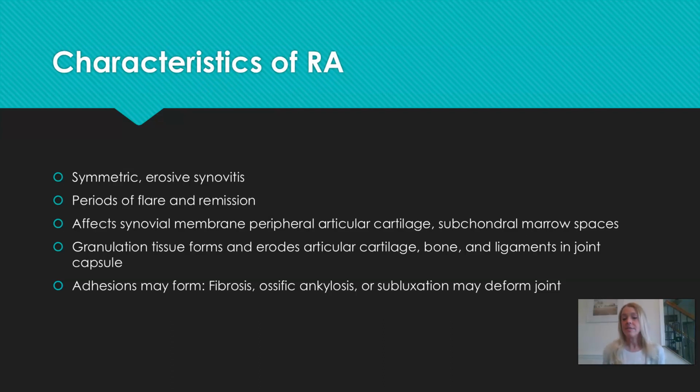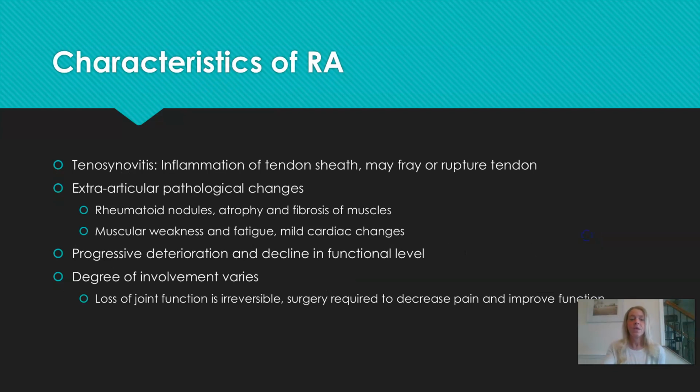Adhesions may form. We tend to see fibrosis form a little bit more often with rheumatoid arthritis. Ossific ankylosis, that's when the joints start to fuse together on their own, and we may see some subluxation of joints, which, remember, was a partial dislocation. We do tend to see tenosynovitis, again more commonly with rheumatoid arthritis, and that's the inflammation of a tendon sheath, which may cause a potential rupture of that tendon. The tendon can start to fray because of that inflammation and the way that it wears down that synovial sheath, which does lead to increased instances of tendon ruptures.